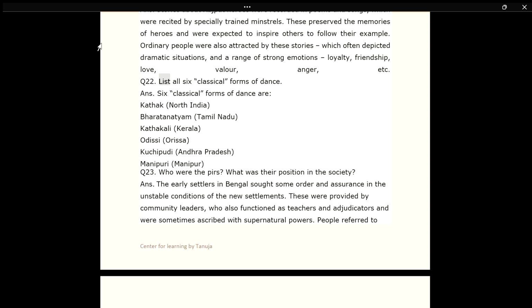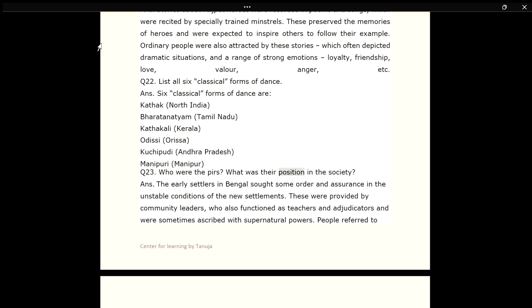Q22. List all 6 classical forms of dance. Ans. 6 classical forms of dance are: Kathak, North India; Bharatanatyam, Tamil Nadu; Kathakali, Kerala; Odissi, Orissa; Kuchipudi, Andhra Pradesh; Manipuri, Manipur.